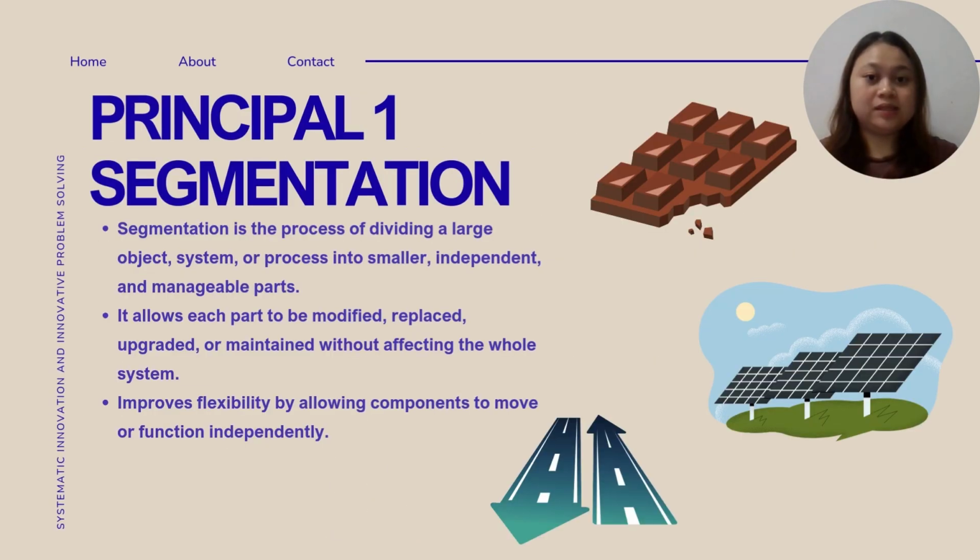The first principle is segmentation. Segmentation is the process of dividing a large object, system, or process into smaller, independent, and manageable parts. By breaking it down, each part can be modified, replaced, upgraded, or maintained without affecting the whole system. This also improves flexibility because the segments can move or function on their own.